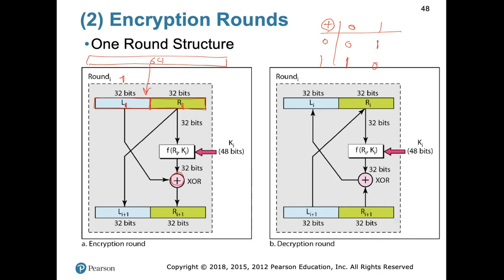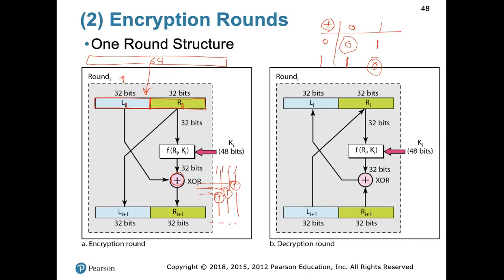So basically, when you XOR 2 bits, you'll get 1 at the output if they are different, if the input bits are not similar. If both of them are 0, or if both of them are 1, you'll get 0 at the output. And here, when we say XOR, it means that we have 32 bits that come out of this function and 32 bits that come from Li or L1, and we XOR them one by one. These two will be XORed. These two will be XORed. These two will be XORed, and so on. So we are XORing bit by bit.